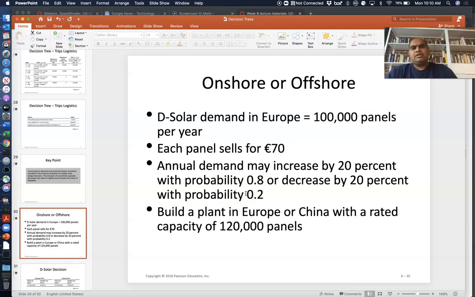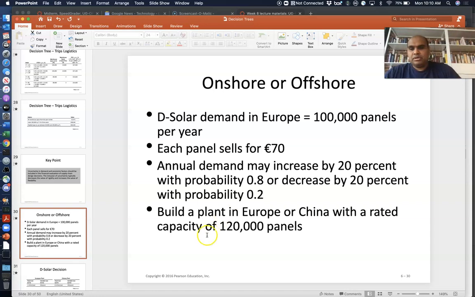Now, let's begin with a simple example. Let's say that you want to build a plant in Europe or China with a rated capacity of 120,000 panels. So the plant will have a capacity of exactly 120,000. What would you do if you're just planning with just demand in mind? We are assuming that everything works in euros and whatnot.